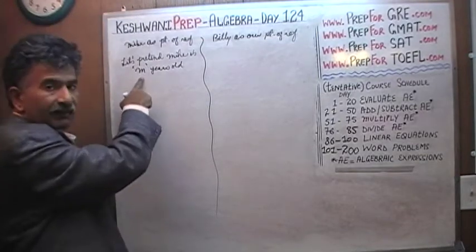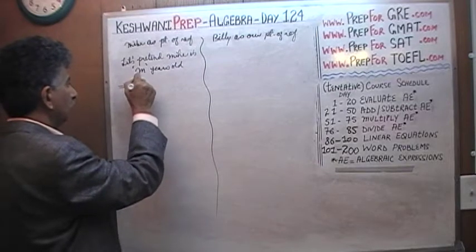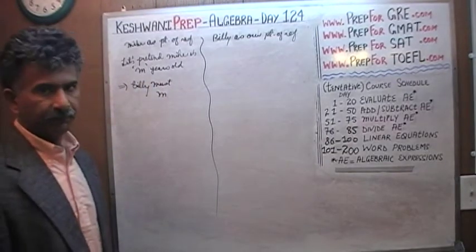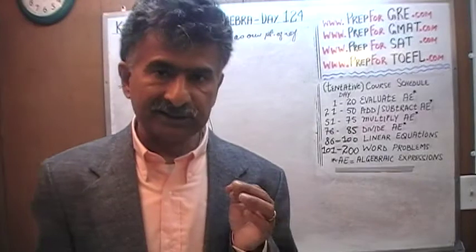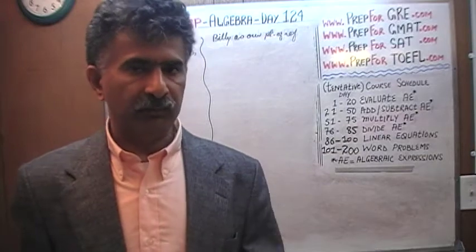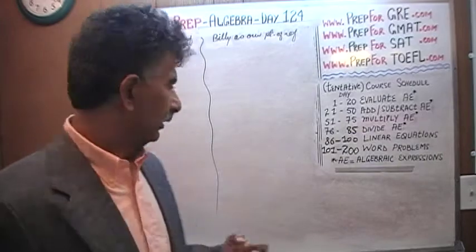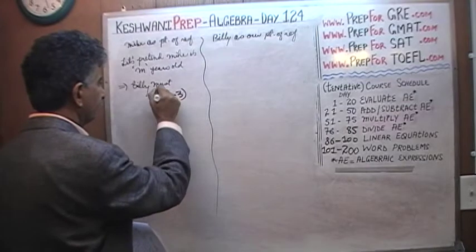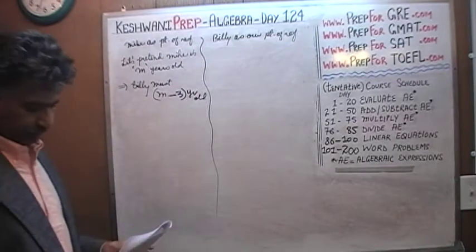Well, if Mike is M years old today, then that implies that Billy must be M minus 3 or M plus 3? Billy is younger. We were told that Mike is 3 years older than Billy. So if Mike is 10 years old, Billy would have to be 7. If Mike is 20, Billy would have to be 17. If Mike is 100, Billy would have to be 97. Because Mike is the older one, he's 3 years older. If Mike is M, Billy would have to be 3 less. Billy must be M minus 3 years old.